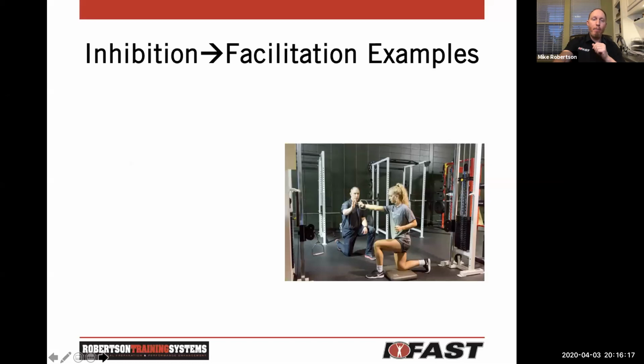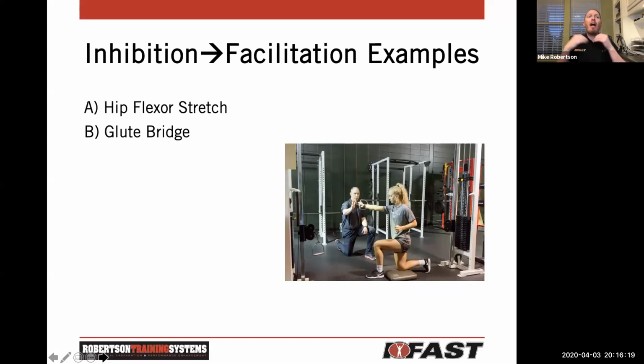So let me give you a couple examples here. The most obvious example, and the one that you've probably all used at some point in time, bang out a hip flexor stretch and then do a glute bridge. So if you think about your pelvis, you're trying to shut off or inhibit the muscles on the front side that are pulling the pelvis forward. And then you're going to use a glute bridge to try and pull the pelvis backward or to help try and get that hip extension back. All right, so that one's really simple. And I think everybody's tried that at some point in time.